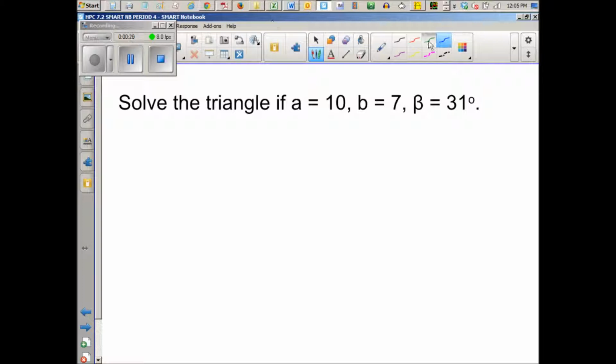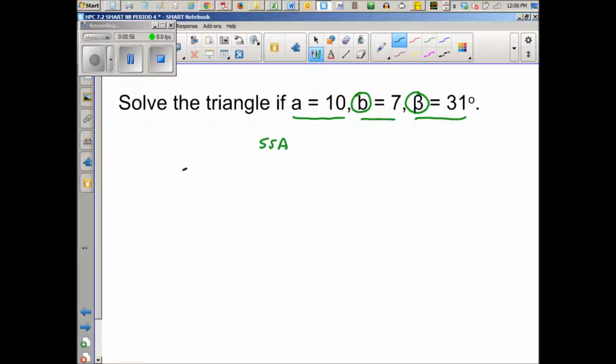Does anybody remember how I told you you could easily recognize an SSA problem when you see it? Two sides are given and one angle, right? So that could be SSA or SAS. But whenever you see an English letter and a Greek letter that match, like b and beta, or a and alpha, or c and gamma, that's an SSA problem. Okay? So this is definitely an SSA problem, which means we have to be really careful.